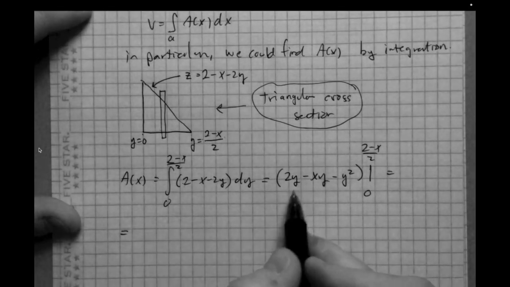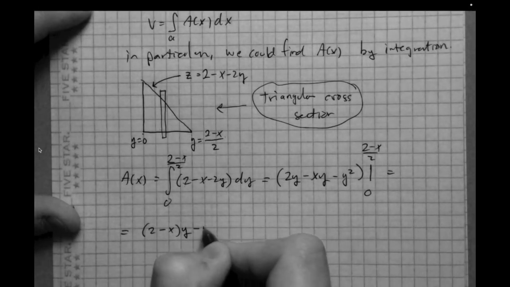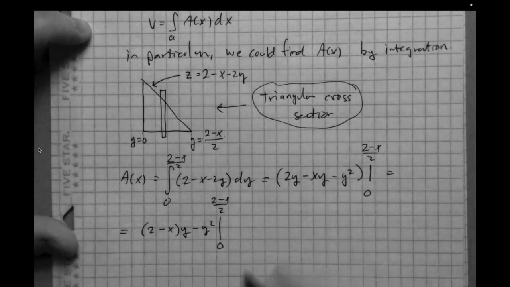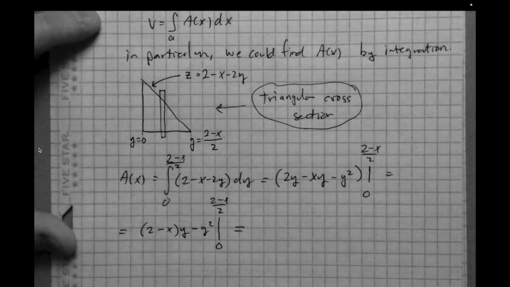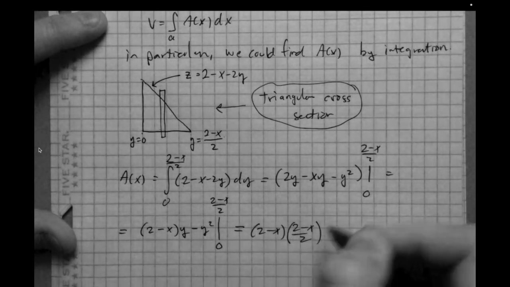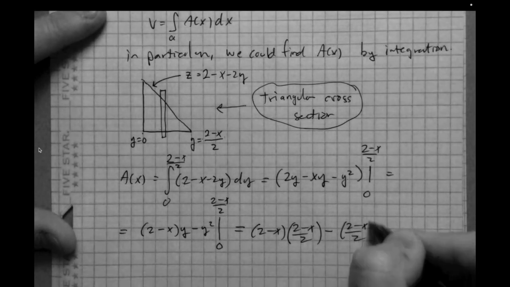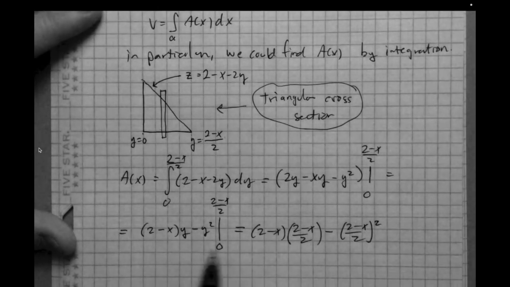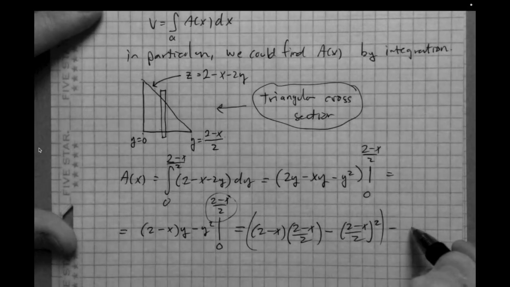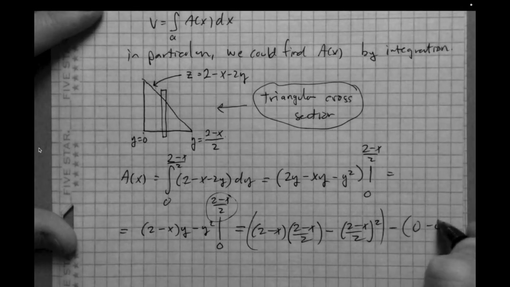Okay, and we can simplify this a little bit. Let's write 2 minus x times y minus y squared from 0 up to 2 minus x over 2. And what do we get? Well, we get 2 minus x times 2 minus x over 2 minus 2 minus x over 2 squared, and then minus everything is 0. So this is the upper one, and then the lower one is all zeros. Okay, so minus 0 minus 0.